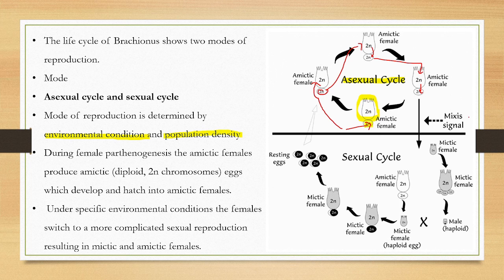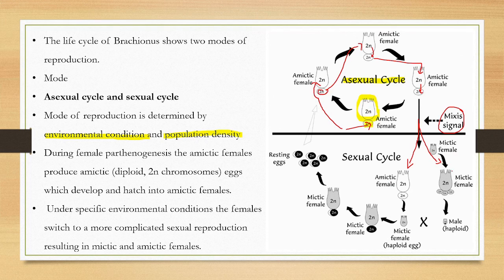Now, under certain specific environmental conditions, called mixis signals, such as certain temperature or the population density, the amictic female produces two types of female, the mictic female and the amictic female. So the amictic female during certain environmental conditions produces two females. One is called the amictic female and the other one is called the mictic female.